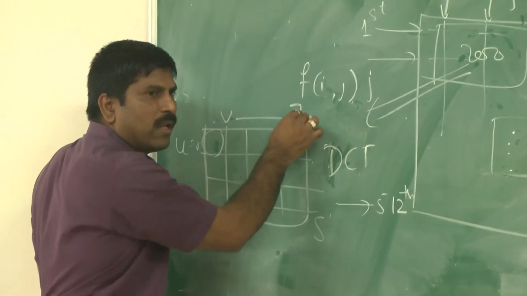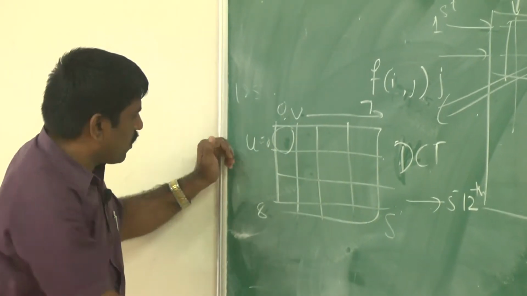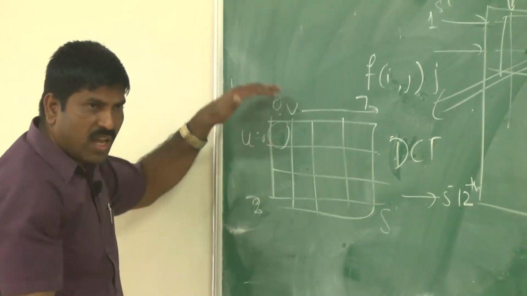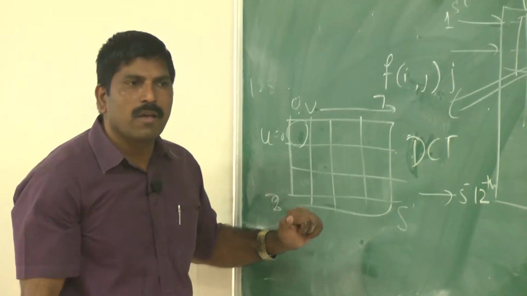As U and V go on increasing, for this side V goes on increasing, so this is the 7th value if you start from 0th, and for U, if it starts from 0th, this will be the 7th value. As it goes on increasing, frequency will also go on increasing.